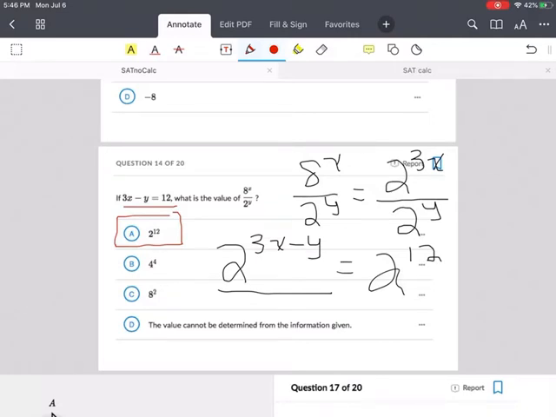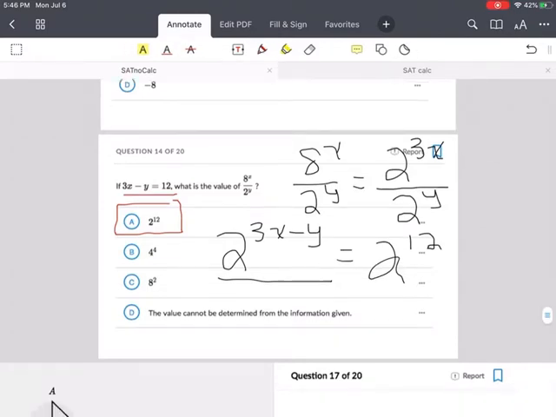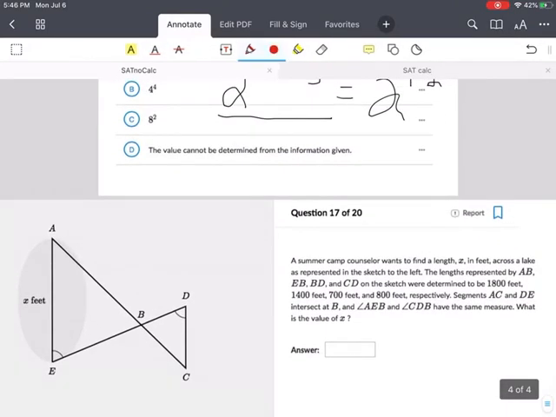Moving on to our last question. This is a geometry question, as you can probably already tell. A summer camp counselor wants to find a length x in feet across a lake as represented in the sketch to the left. The lengths represented by AB, EB, BD, and CD on the sketch were determined to be 1800 feet, 1400 feet, 700 feet, and 800 feet, respectively. So I'm just going to fill that in real quick. They tell us that AB is 1800. They tell us that EB is 1400.